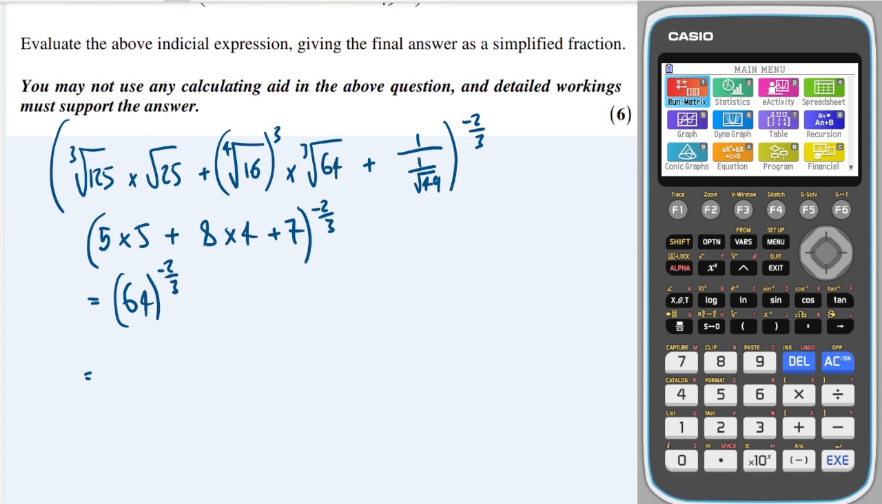So this is 1 over, because it's the negative power, and we're doing the cube root of 64 and then we're squaring. So the cube root of 64 is 4, squared is 16, so it's 1 over 16. Beautiful. Love it.